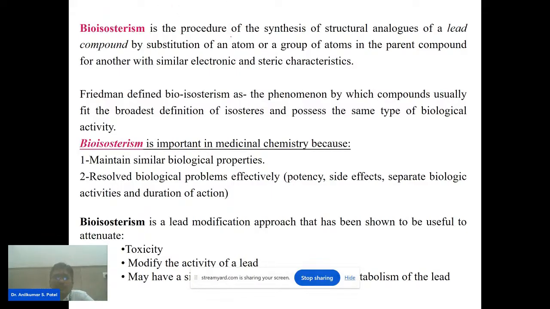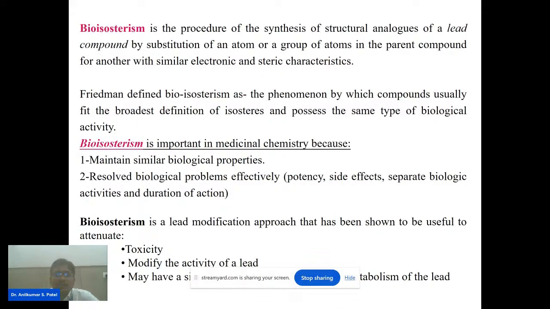Bioisosterism is a procedure for the synthesis of analogs of a lead compound by substitution of an atom or a group in the parent compound with another of similar electronic and steric characteristics. So bioisosterism can be useful to modify the lead molecules. Friedman defined bioisosterism as the phenomenon by which compounds fit the broadest definition of isosteres and possess the same type of biological activity.